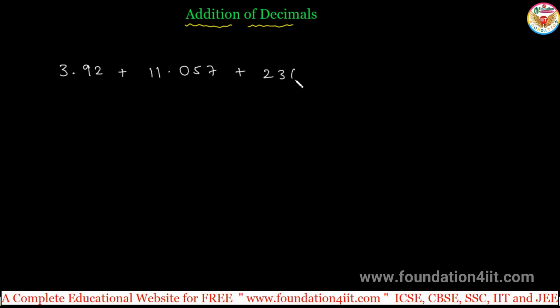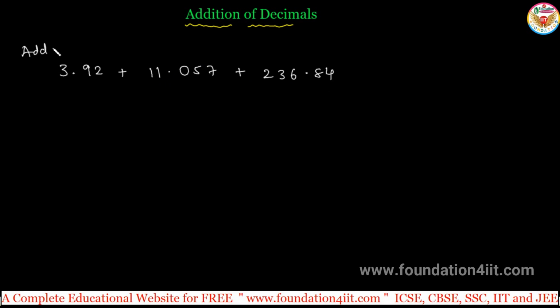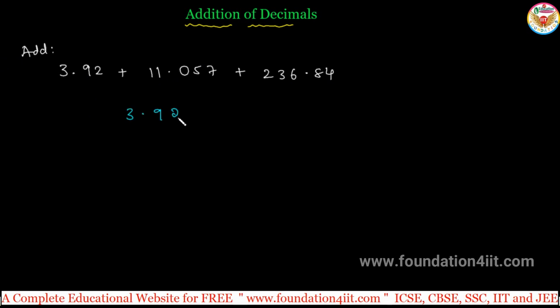3.92 plus 11.057 plus 236.84. If you want to add these numbers, after the point, this is 2 decimal places, 3 decimal places, 2 decimal places. So we need to write in vertical 3.92. Under the point, the same point should remain for the other 2 numbers also. Okay, remember that one. So this is the 11.057.